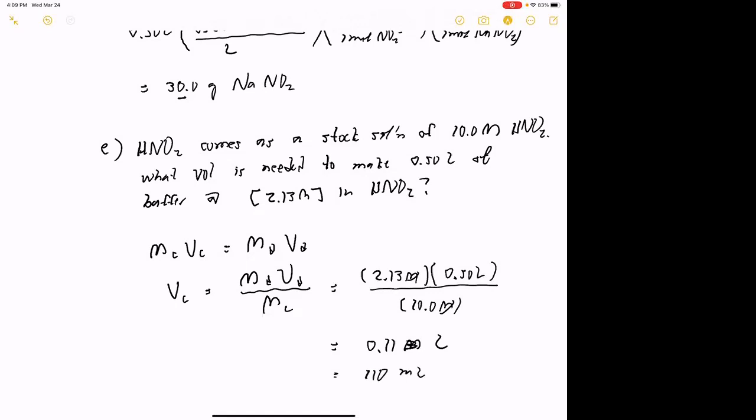So how would I ultimately make the buffer now? I would go and get a volumetric flask, right? Probably a 500 mL volumetric flask, half a liter. I'd weigh out my NaNO2, 30 grams, put it in there. Maybe add a little water and dissolve it if I wanted to do that. Then I'd measure out 110 milliliters of my HNO2 stock, drop that in there as well. And then what would I do? I dilute the whole thing to the mark, wouldn't I? Then I cap it, invert it a bunch of times, and we're ready to use the buffer. Okay, so that's how we would do it. Any questions about that?